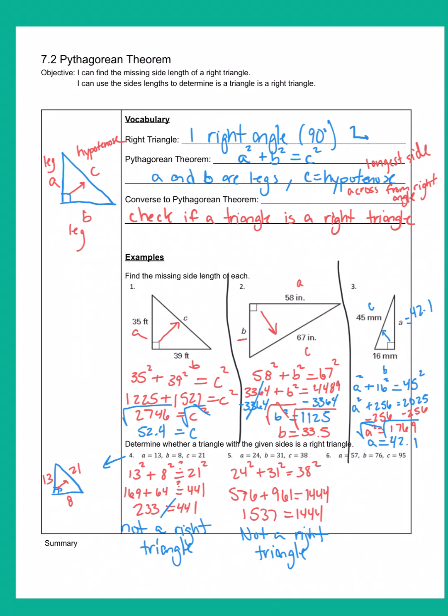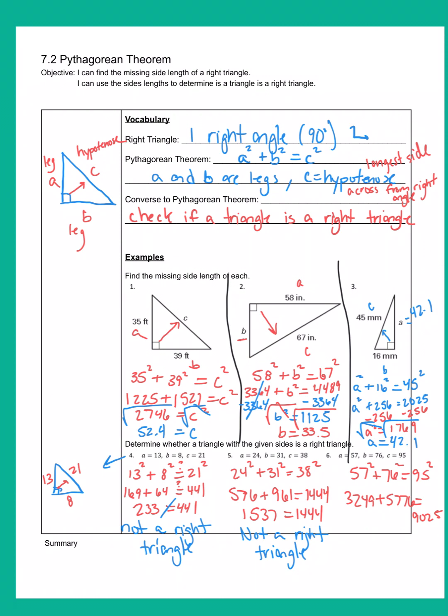And then we'll do one more. So we've got 57 squared plus 76 squared. Does that really equal 95 squared? So I'm going to put these in the calculator. 57 squared is 3,249. 76 squared, 5,776. And then our 95 squared will be, I'm squeezing here, 9,025.